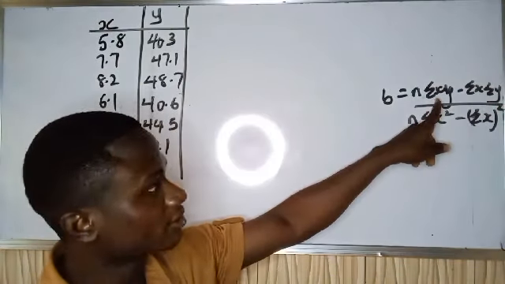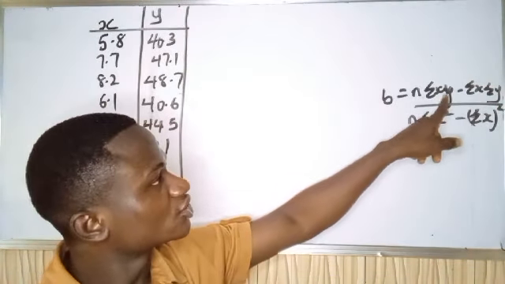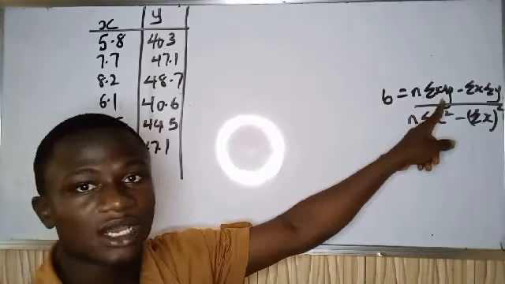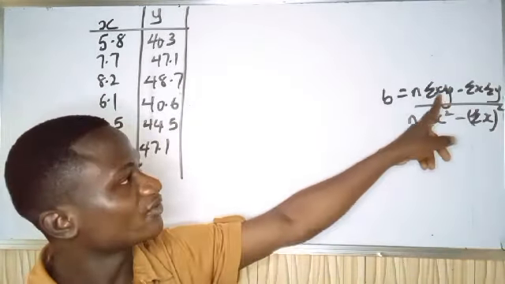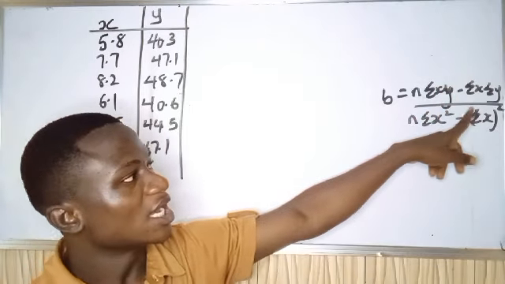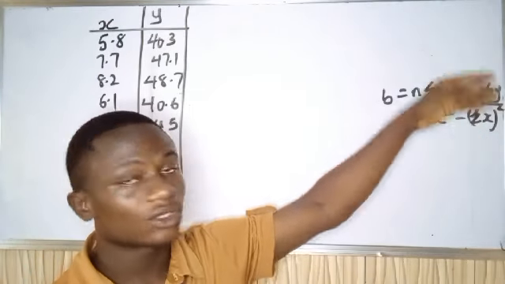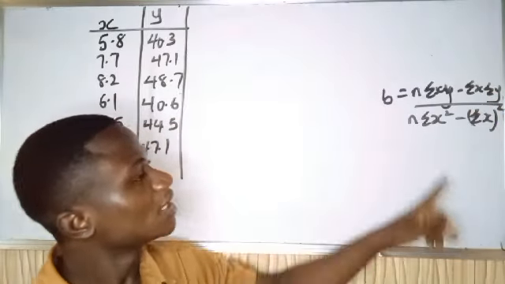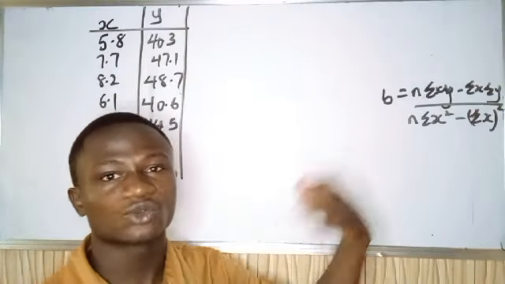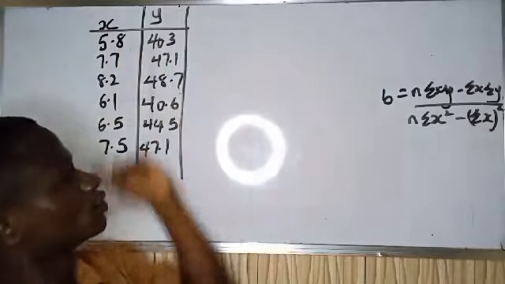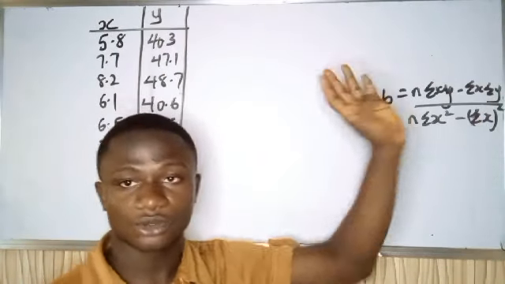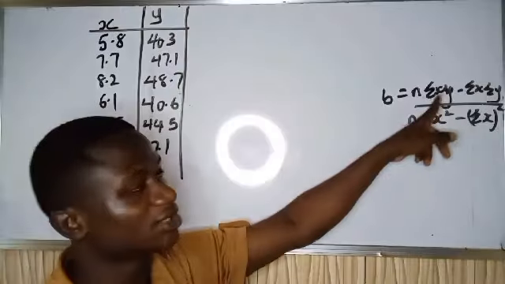So we need to find summation x and summation xy. Yes, that's the first thing. Summation xy means that I need to multiply x times y. I need to find summation x, that means the addition of all x variables. I need to find summation y, the addition of all y variables. I need to find x squared, so I need to square the x variable alone, because there's no y squared. And I need to find the summation x all squared. So let me first find summation x times y.